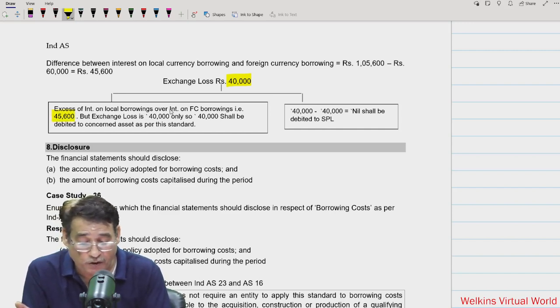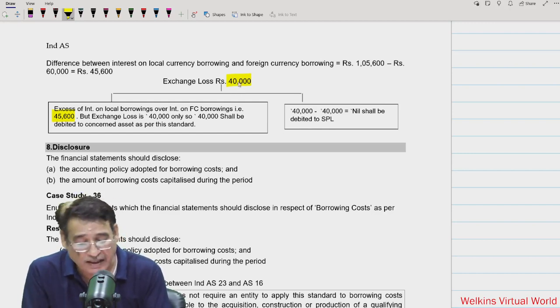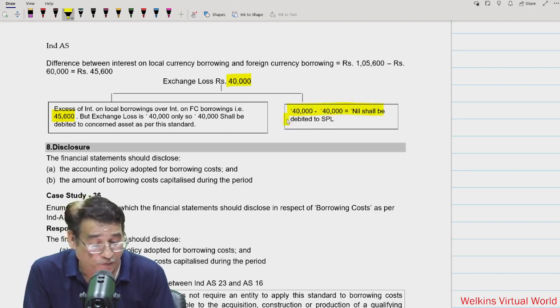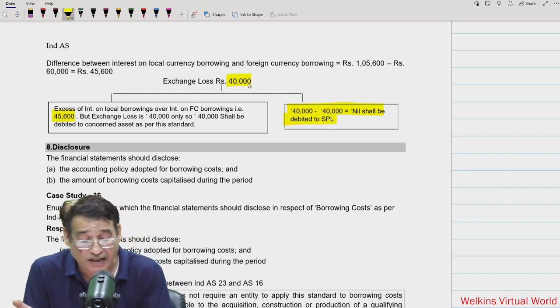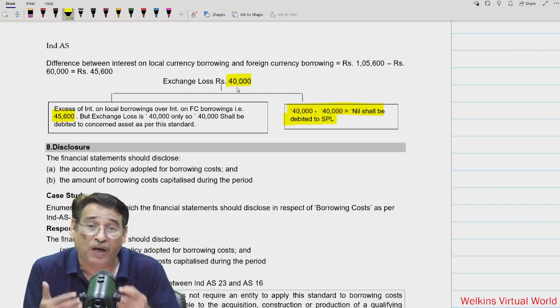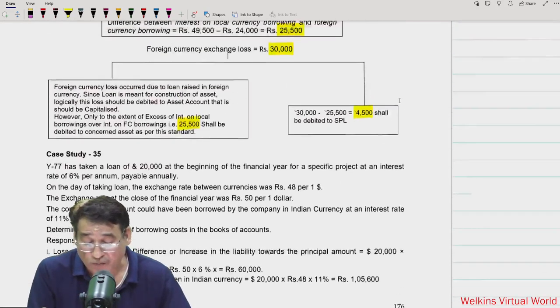Excess of interest on local borrowings over interest on foreign currency borrowings is 45,600. But exchange loss is only 40,000. So this time nothing can be capitalized. So the entire 40,000 will be treated as a charge to the statement of profit or loss account. The reason being that in this particular case, there is no excess of interest on local borrowings over foreign currency borrowings. I will explain the point.